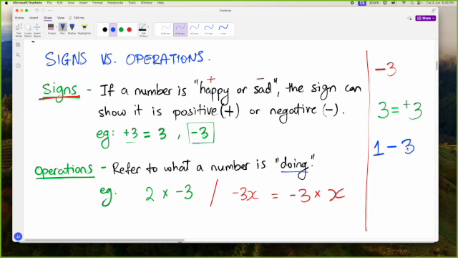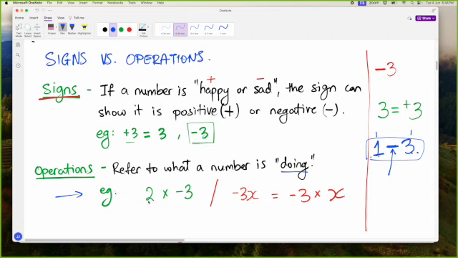So the two numbers have the signs, but they are subtracting from each other. Yeah, they're subtracting 1 minus 3. So in this case, the minus is not only a sign. It is a sign that the 3 is negative, yes. But it's not only a sign, it's also an operation. That means that these two are doing something. They are subtracting, or they're adding, or they're multiplying. And I have these two examples here.